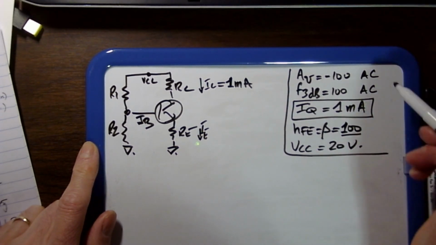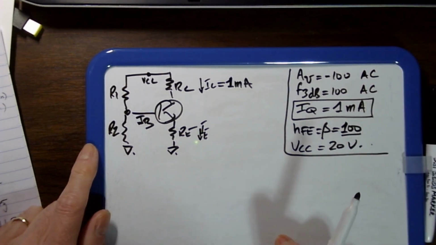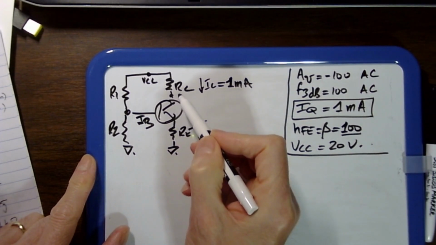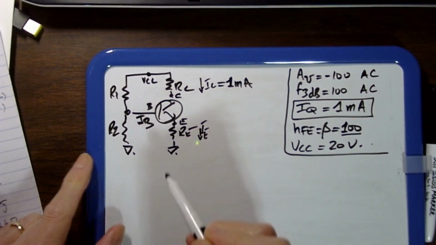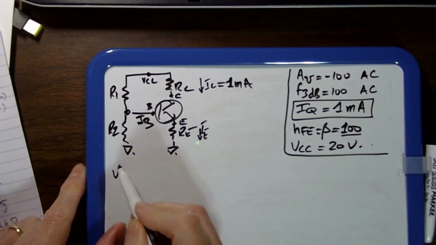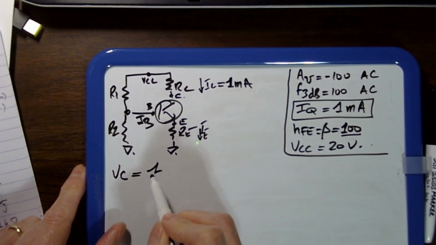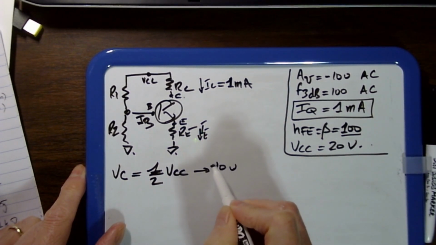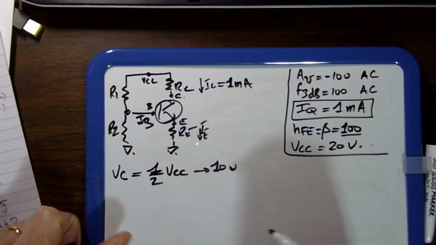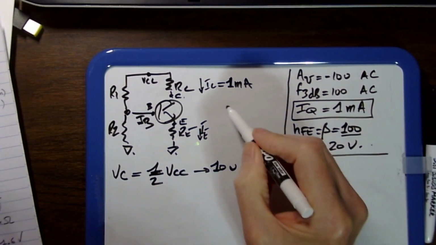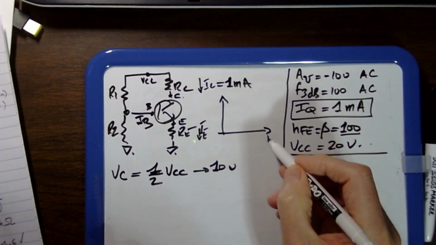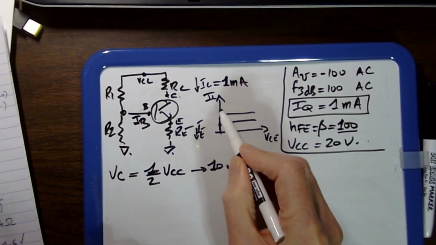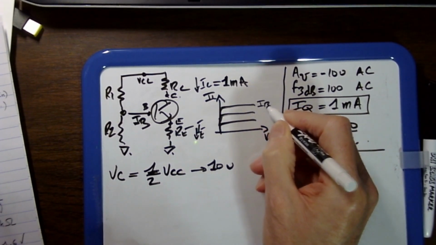This we don't care about right now, but this we care about. The first thing is an assumption. This is C, this is E, this is B. It's going to say that VC, the voltage at the collector, is half of VCC. So in our case, it gives you 10 volts. So why does it do that? If you draw the load line, you have VCE, IC, and you have those beta things, the IB. So these are the various IB characteristic curves.